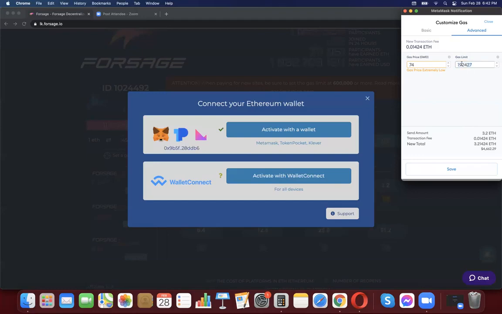So because this says 192,427, I'm going to increase it to 500,000. Make sure you add enough zeros. Notice I only have 50,000 in there. I've had people make that mistake. They lose some money and they have to do the transaction again.